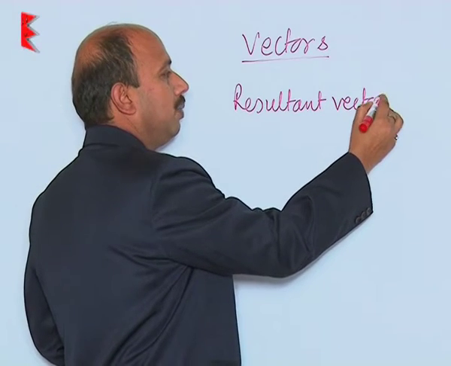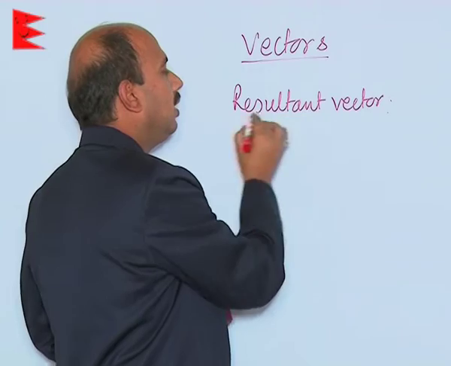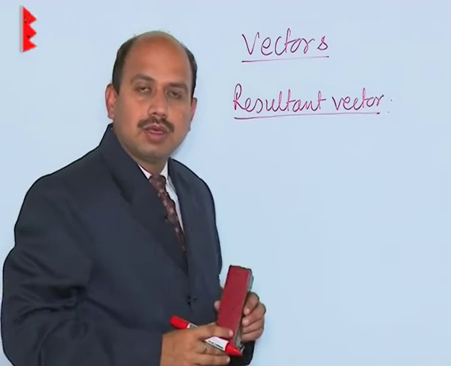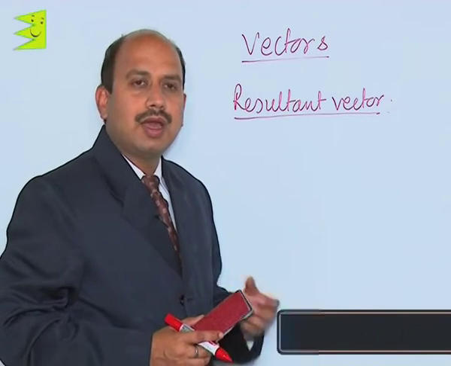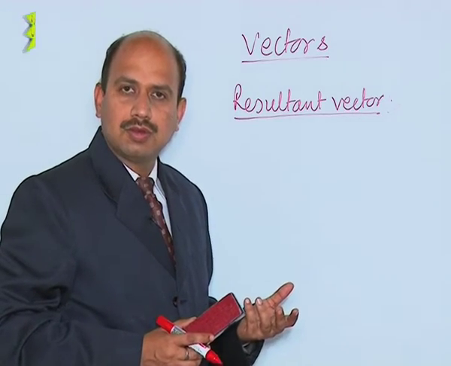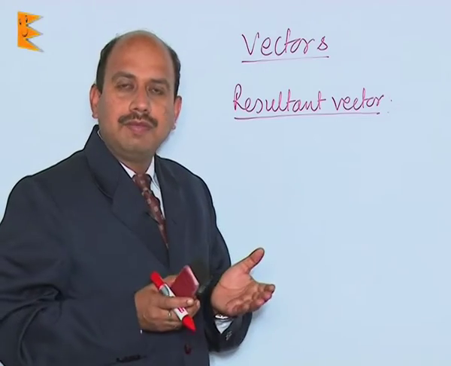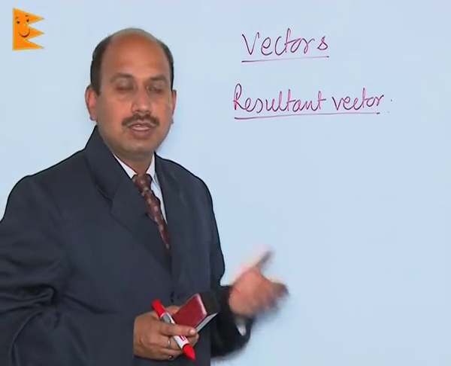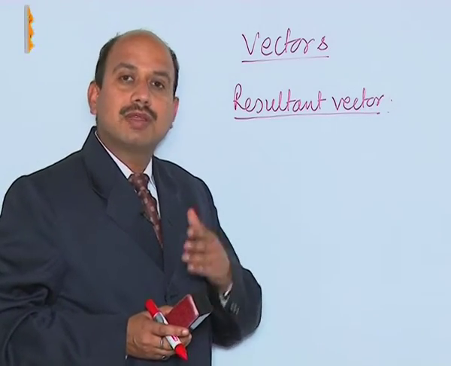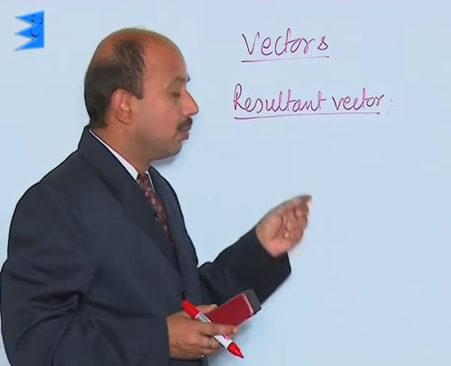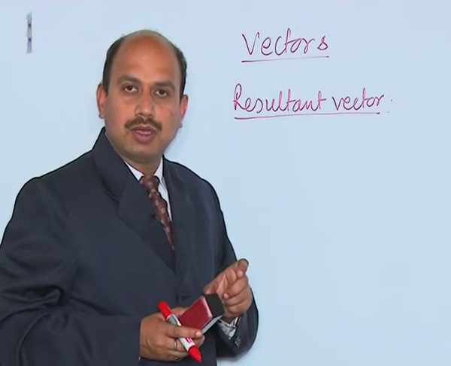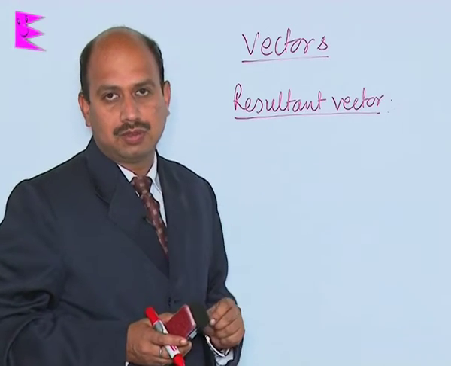What do you mean by resultant vector? Resultant vector means, suppose you have many vectors acting at different angles, and their combined effect is represented by one vector which has the same nature as the individual vectors. That vector, which acts as the combined effect of all the individual vectors together, is known as the resultant vector.